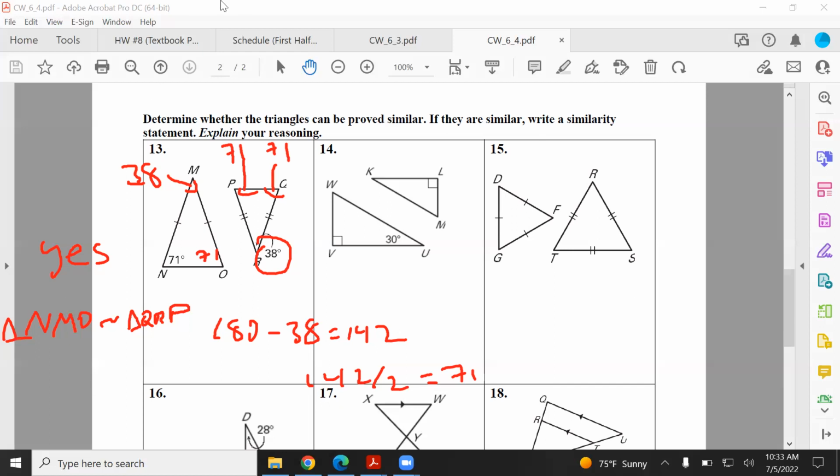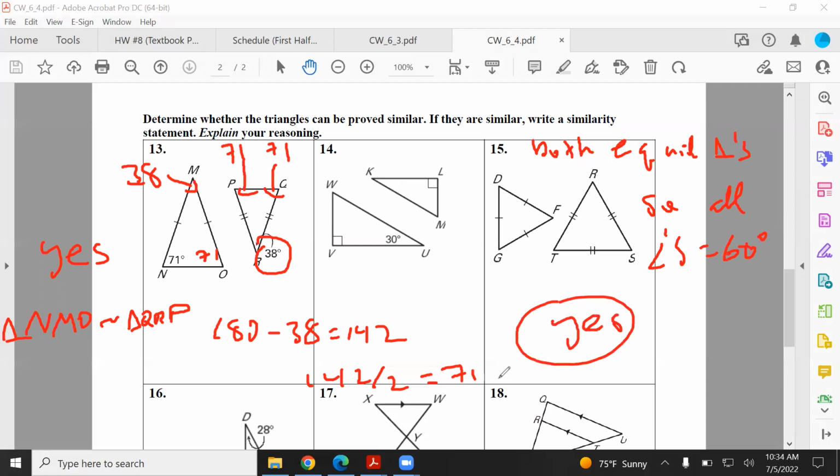What do you guys think about 15? What kind of triangles are these? All three sides of each triangle are identical. Sean? Equilateral. So what's the measure of each angle? 60. Great. All the corresponding angles match up. Both equal. Let's do that again. Both equilateral triangles, so all angles are equal. The answer is yes.